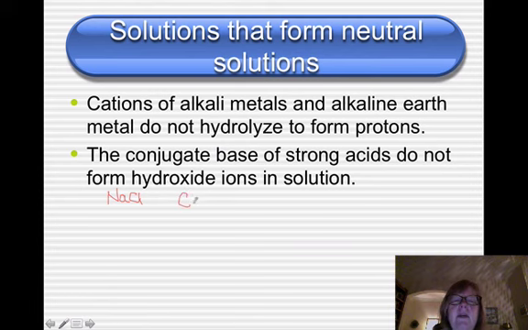Let's do calcium nitrate. Again, that nitrate ion is the conjugate base of a strong acid. It will not form hydroxide ions because it is such a weak base. And the calcium ion won't do anything there. Okay, so I hope you've got a good idea of how the conjugate bases of weak acids can hydrolyze in water to affect the pH, and how the ammonium ion can affect the pH in a solution. All right, we'll practice this in class.